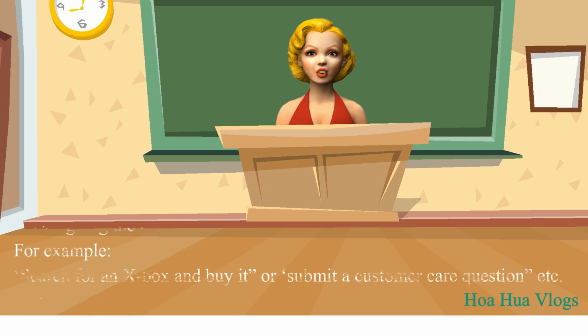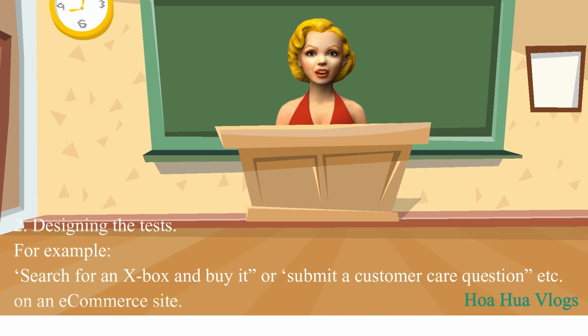A list of situations that the users are going to use the application form is to be made prior to starting the test. This can include something like search for an Xbox and buy it, or submit a customer care question, etc. on an e-commerce site. The tasks should closely represent the real transactions the users would use the site for.